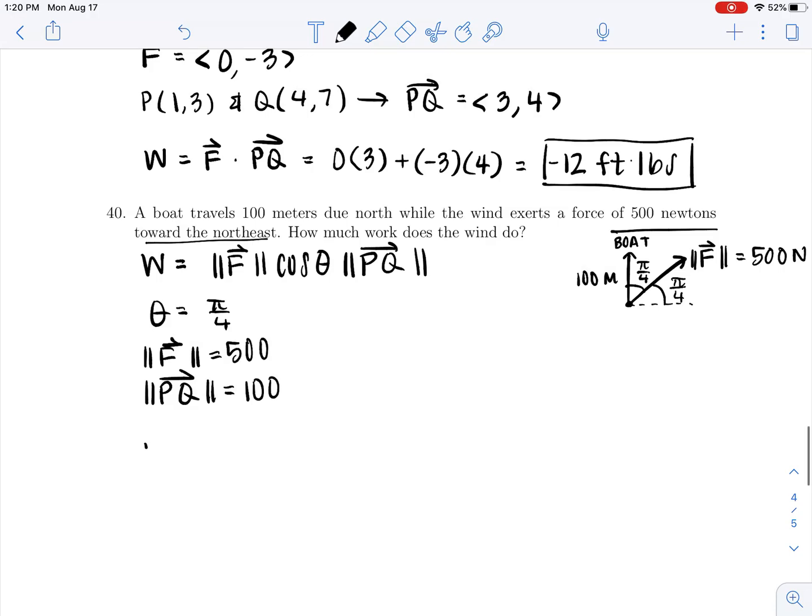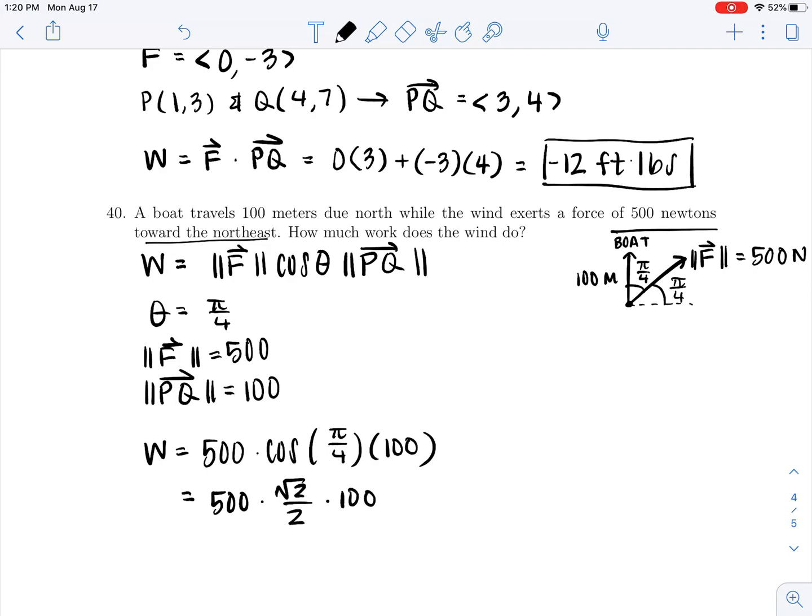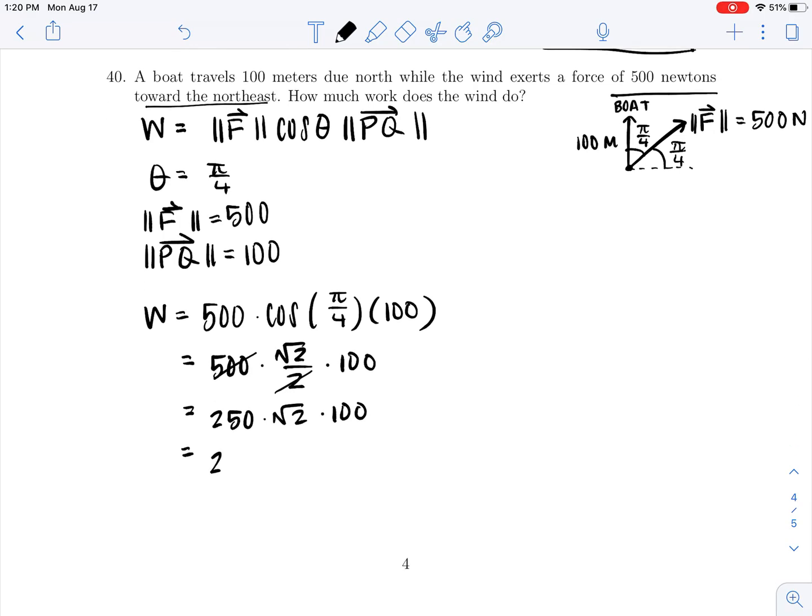All right. And so what we get here is W equals 500 times cosine of pi over 4, times 100, which is the distance that it's traveling. So that is 500 times root 2 over 2 times 100. So 500 cut in half is 250 times root 2 times 100. So add a couple zeros and I get 25,000 root 2. And what am I looking at? I'm looking at newton-meters, which you can leave like that, or you could write that as joules.